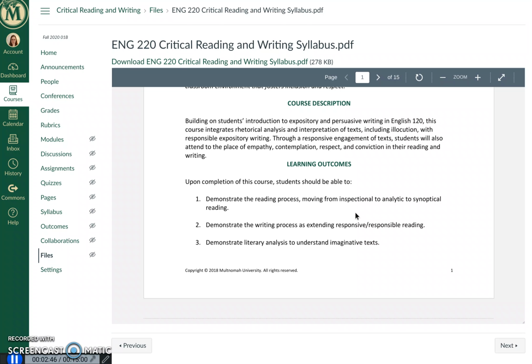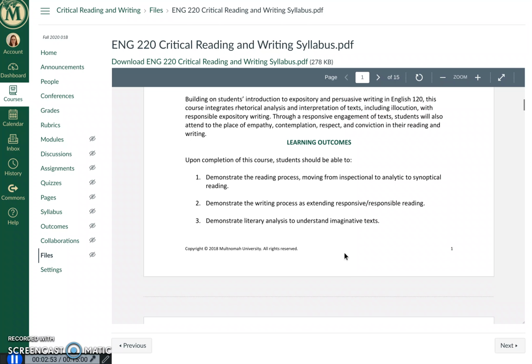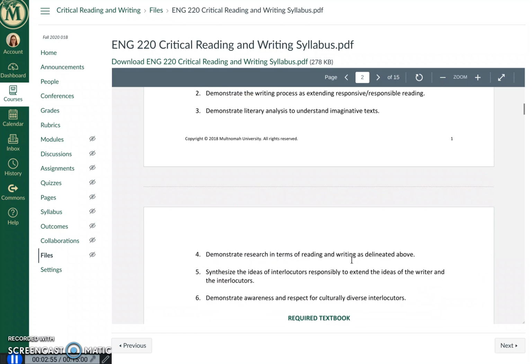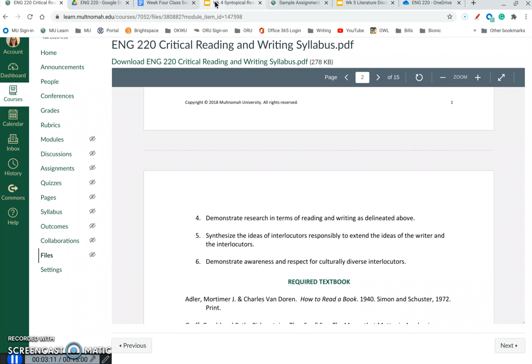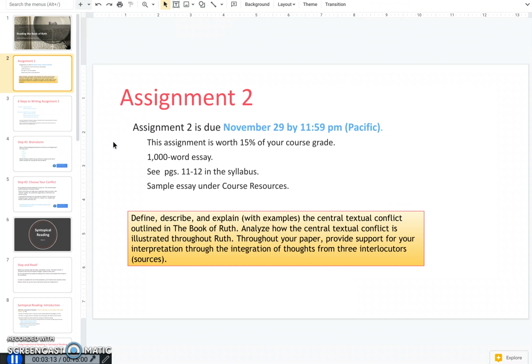Okay. We're still with assignment 2, focusing on literary analysis. We're treating the book of Ruth as our imaginative text, even though it's a real story. And then for 4, this is the first time we're really going to get into research, but that is a learning outcome of this class, is to be able to demonstrate that you understand how to do research in terms of reading and writing. Okay, so that's our main focus right now in this class.